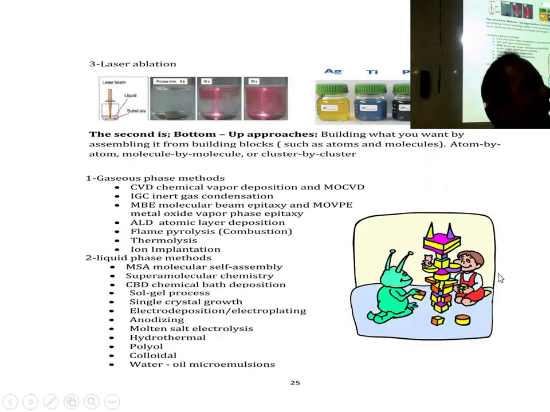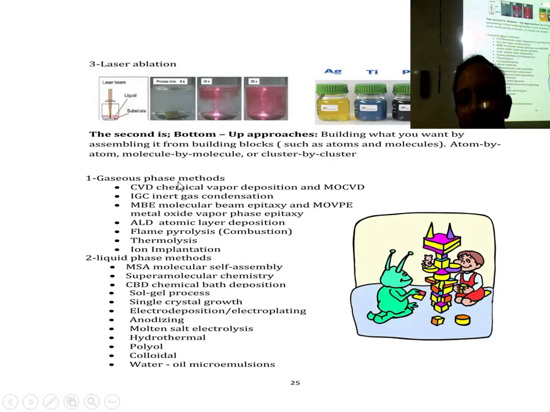Another one, mechano set. Some children are playing with these small things. They are joining them together to make some truck, some small shape. Different types of things just joined together. It is called a mechano set. So that way also you can do. So different types of methods are there for making nanomaterials.